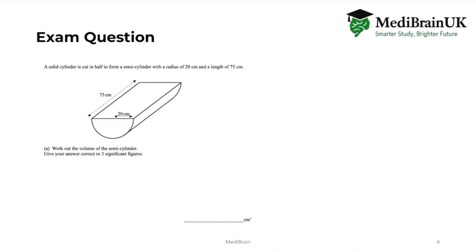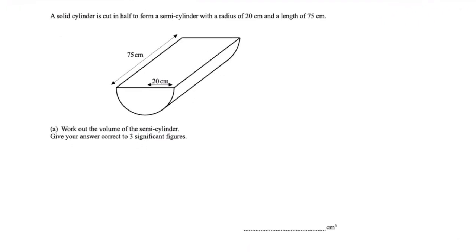Okay, next question. I want you guys to have a go at this question, and then I'm going to start going through it. Just remember, a semicircle is half of a circle. So work out the area of a circle as normal, and then halve your answer to work out the area of a semicircle. And then everything else stays the same. You multiply it by the depth to work out the volume.